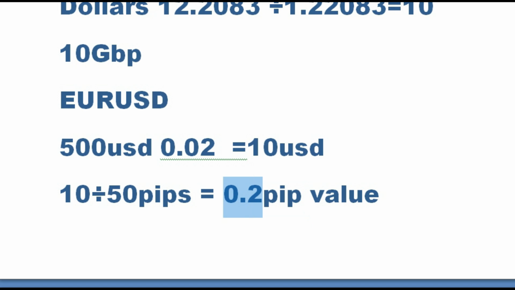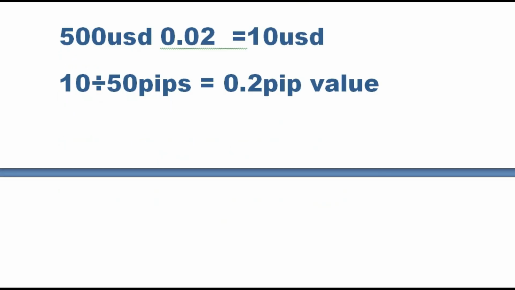This implies that you are going to make money and lose money according to the pip value, which is 0.2. You lose money and gain money at 0.2 per pip. In this scenario, let us calculate the position size.